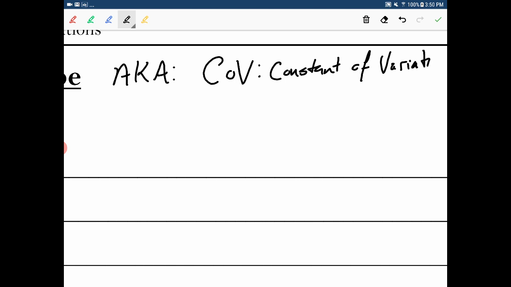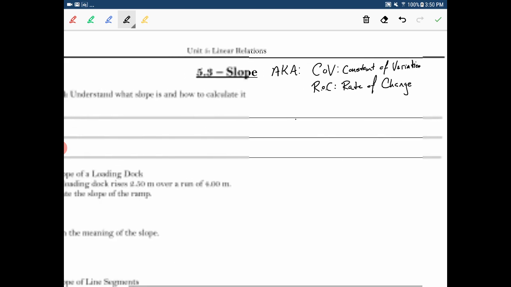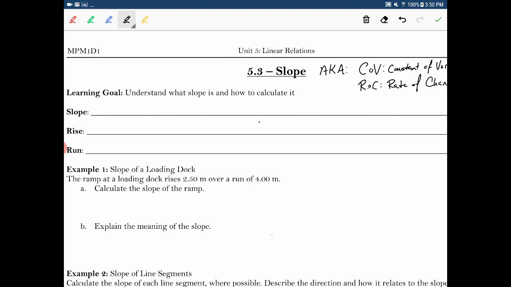You may remember from video 5.1, it was actually a coefficient. It should be called the coefficient of variation, but it's not. Anyway, you also will sometimes call it rate of change, and actually that is a much better description of what it is, but what we actually call it is the slope.